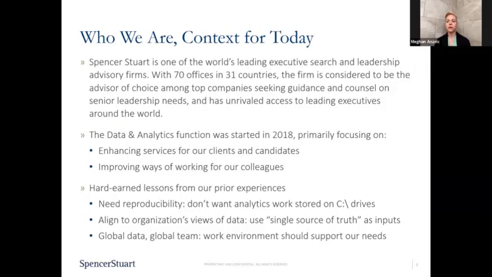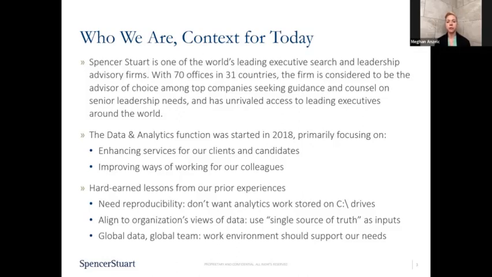The data and analytics function that Christina and I belong to was started in 2018, so it didn't exist at the organization prior to that. And it was started with the goal to focus on both how to improve the experiences for our clients and candidates, as well as to help our colleagues in their day-to-day work.